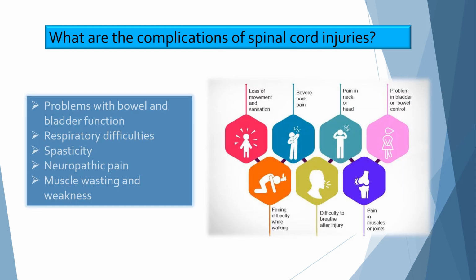What are the complications of spinal cord injuries? Problems with bowel and bladder function, respiratory difficulties, spasticity, neuropathic pain, muscle wasting and weakness.